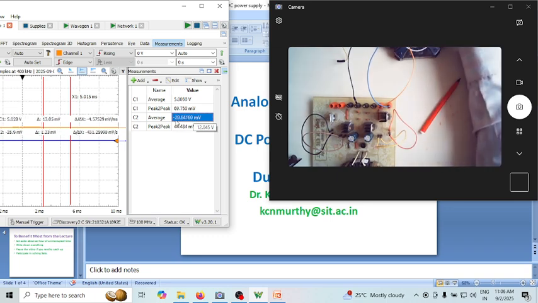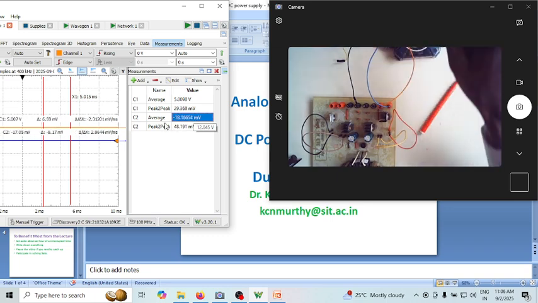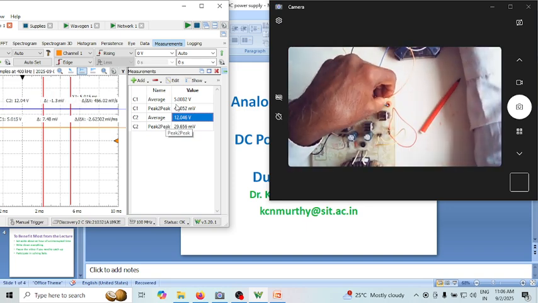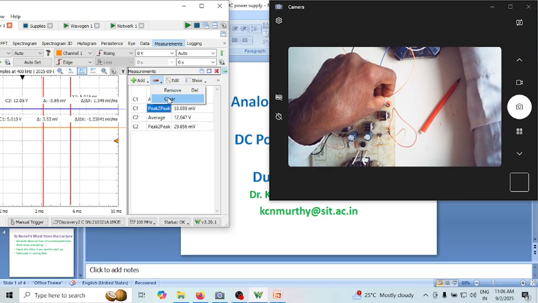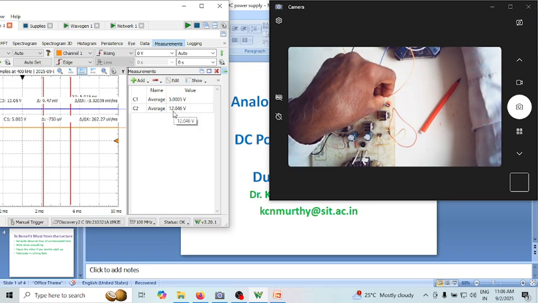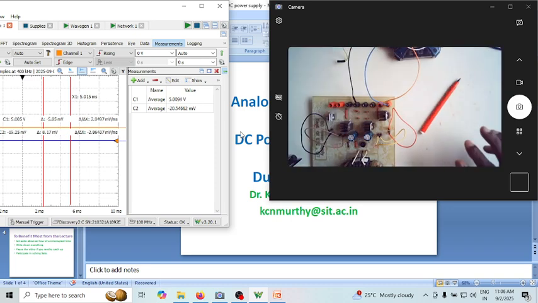So let me take the average. Can you see the average? Peak is typically 0 because we are looking at a rectified signal. Let me remove this, and let me remove this also for clarity. Now one is 5 volt, the other is 12 volt.